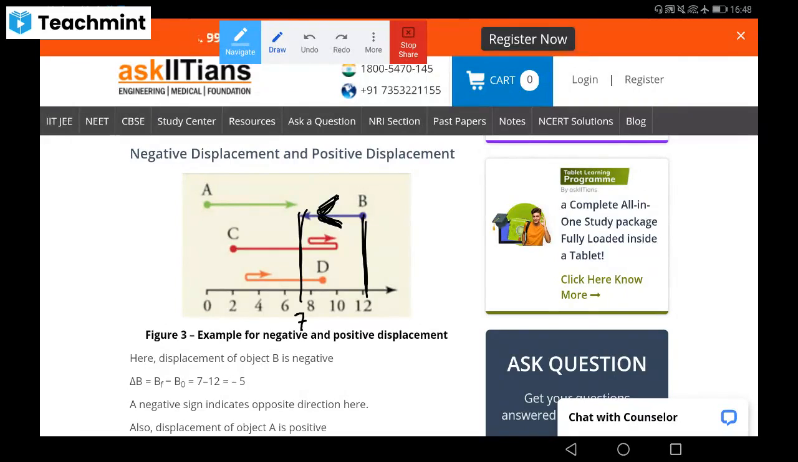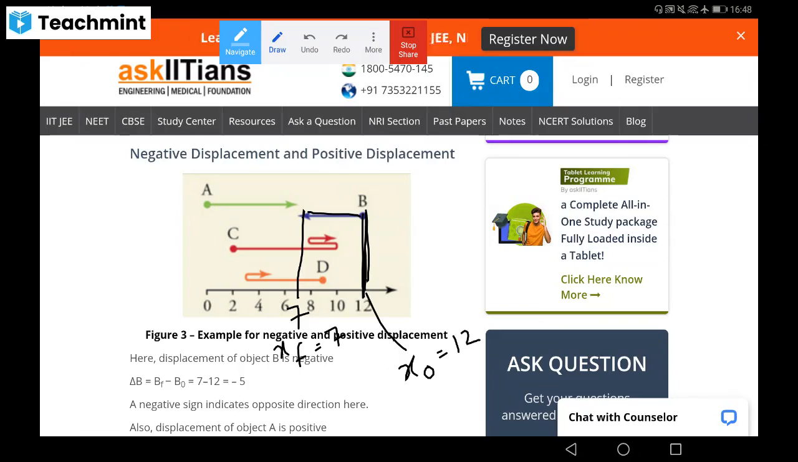So for this person, what is the starting point? For B, the starting point is 12. Sorry, the starting point, yeah, it is 12. So I can say X0 is equal to 12. Okay, and he's going in this direction, and the ending point is here. So this ending point is how much? It is 7. That is XF is equal to 7.